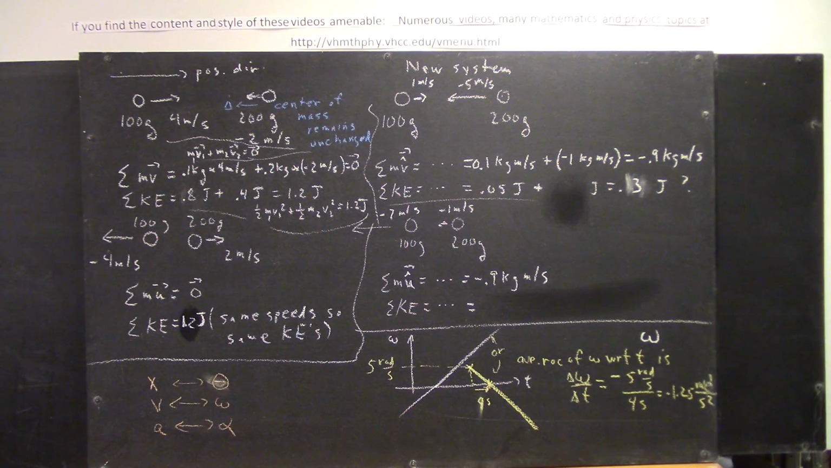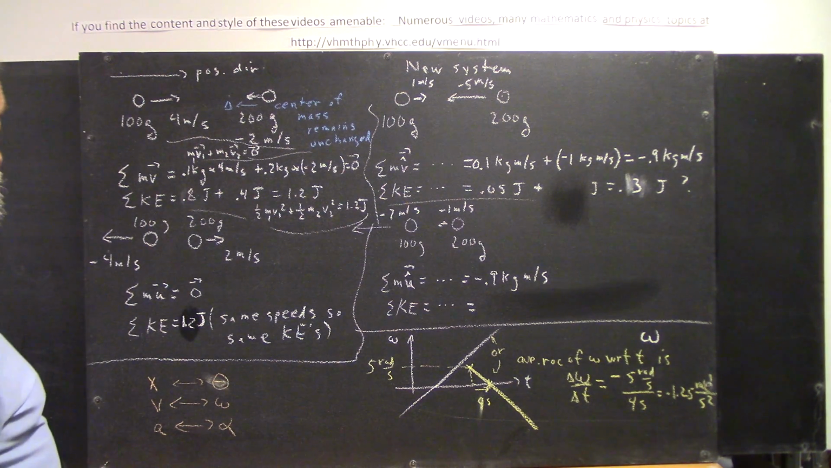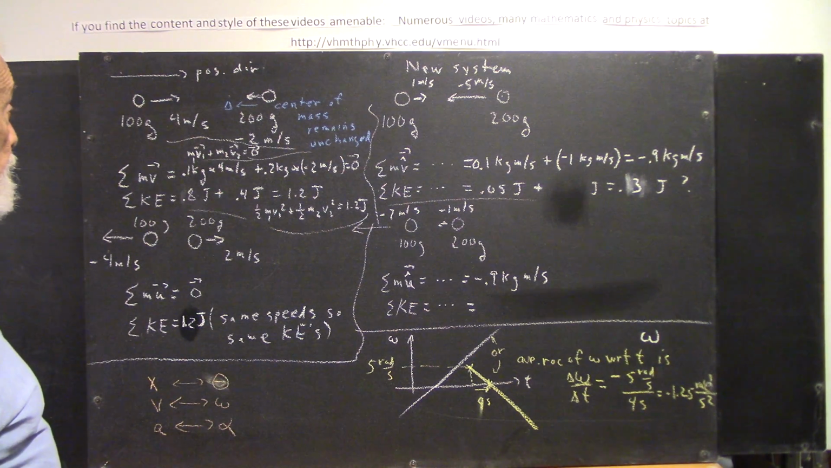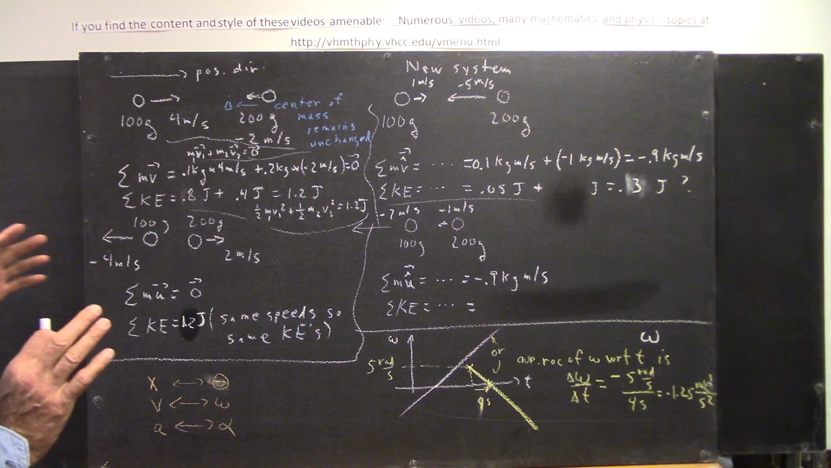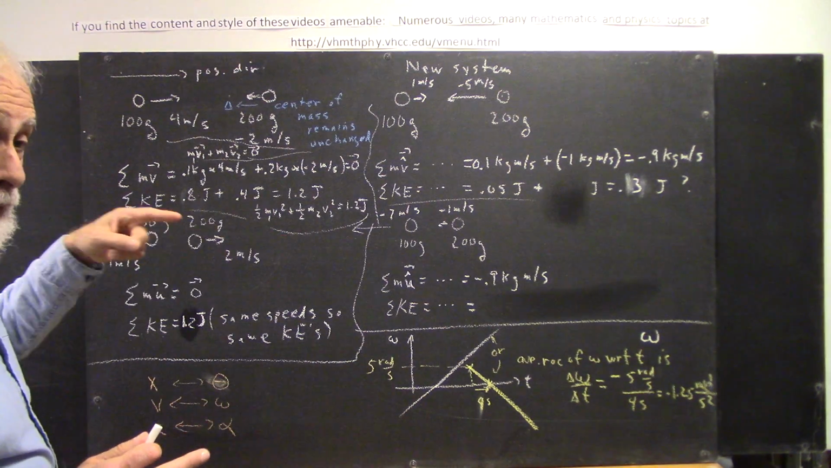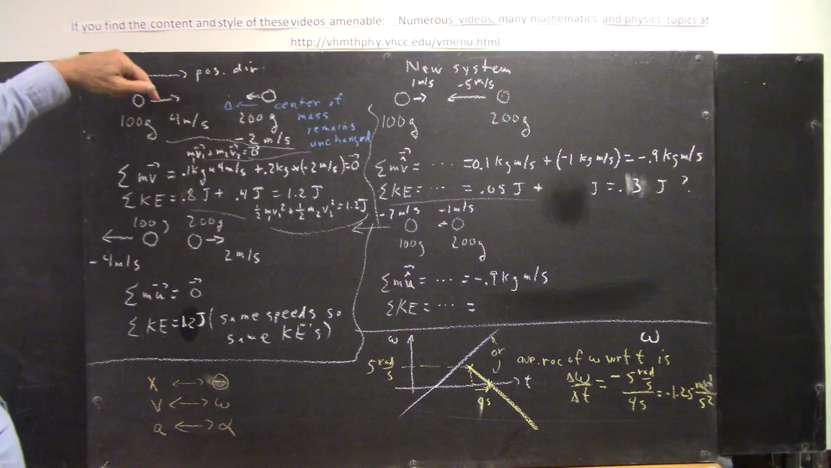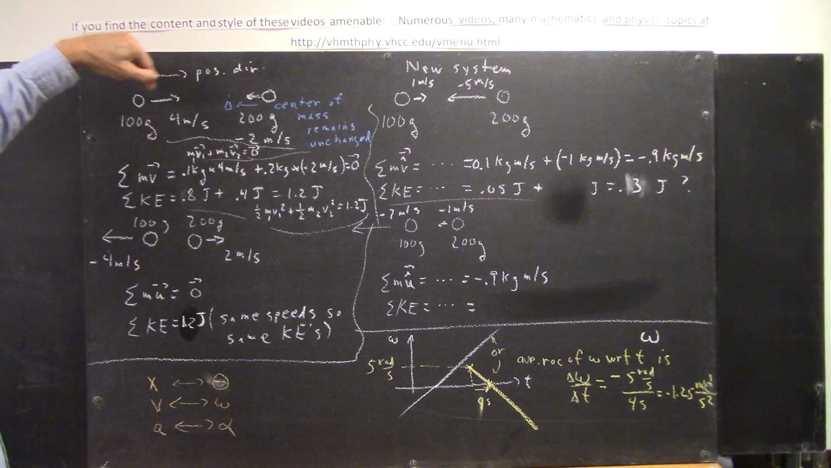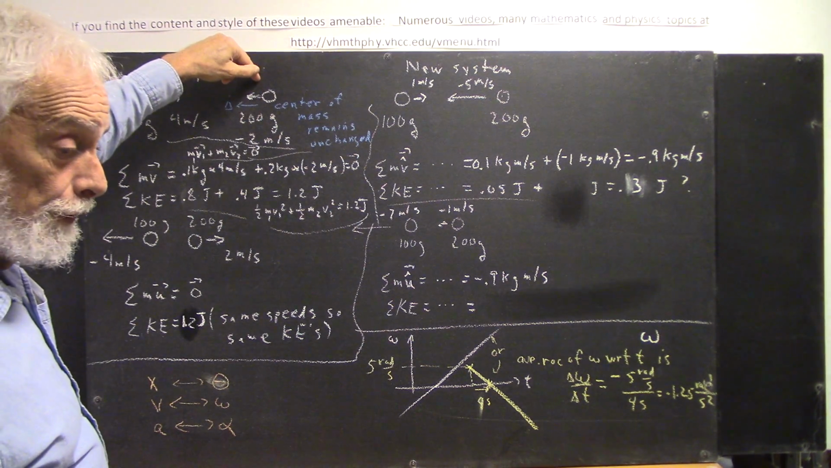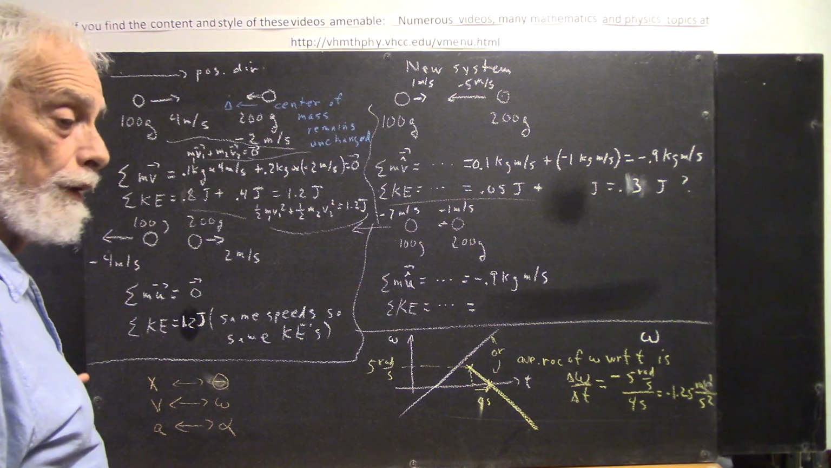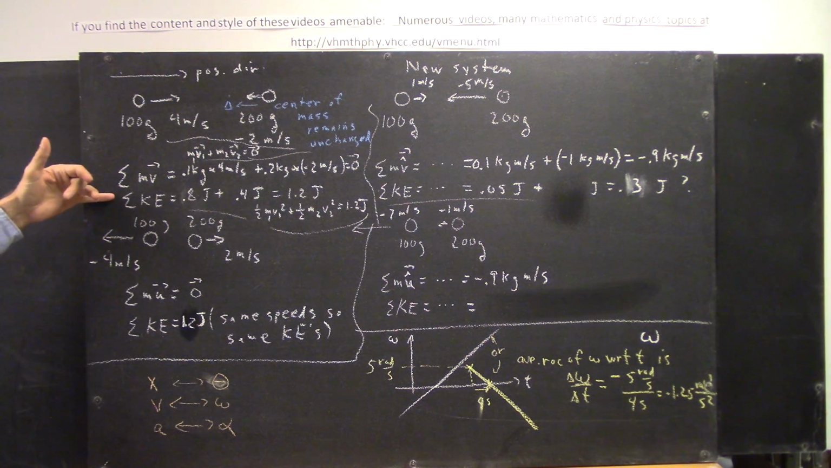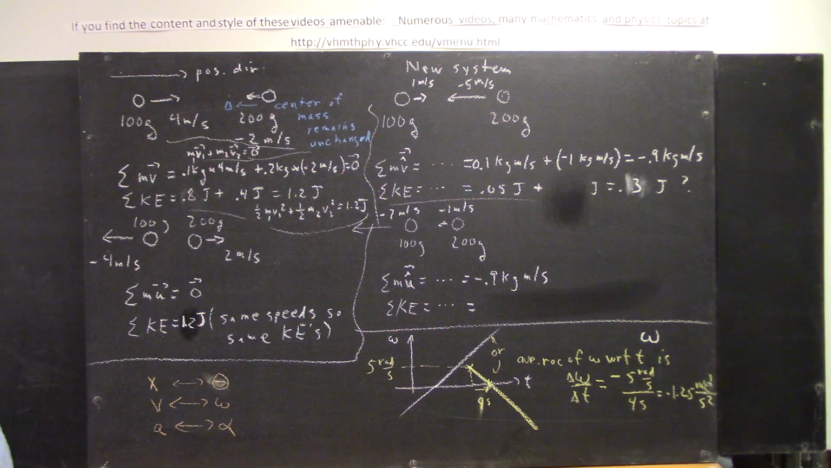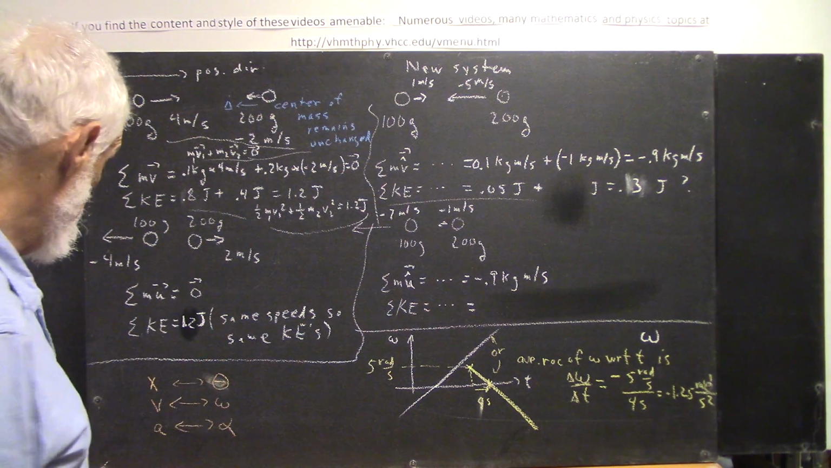Okay, next we ask, what would this collision look like in a new system as observed from a coordinate system that's moving at 3 meters per second in this direction? What is the speed of this as measured in that system? What's the speed of this one as measured in that system? What are the total momenta before collision, after collision, what's the kinetic energy before collision and after collision, and what's the change in kinetic energy.